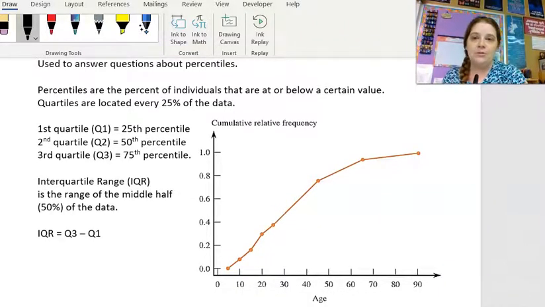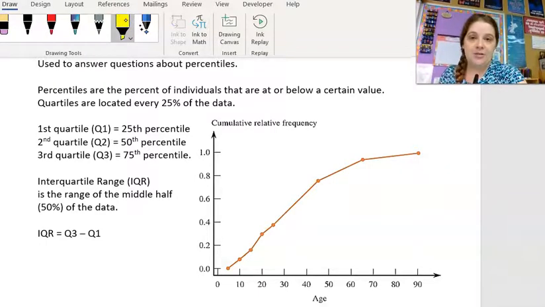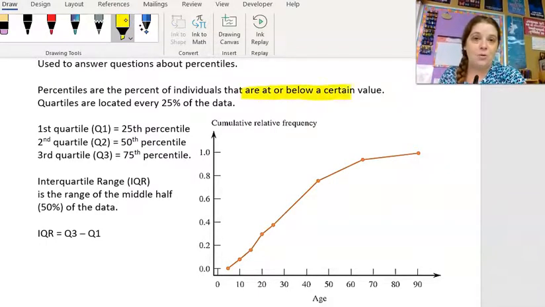So we're going to use this with something about percentiles. The percentile is the percent of individuals that are at or below a certain value. And the specific percentiles that we use a lot in here are quartiles. Quartiles would be located every 25% of the data. The first quartile is like the first quarter, 25%. The second quartile is the 50th percentile, and the third quartile is the 75th percentile.